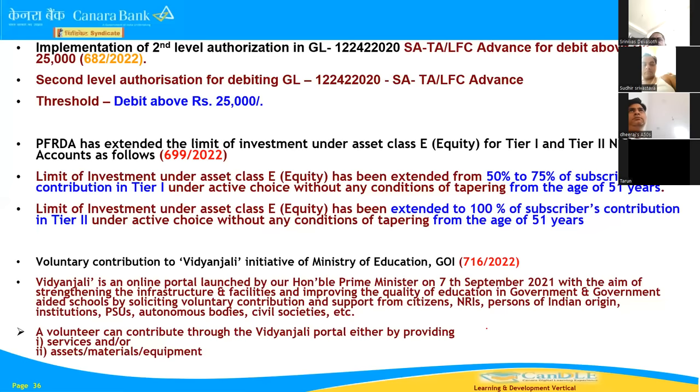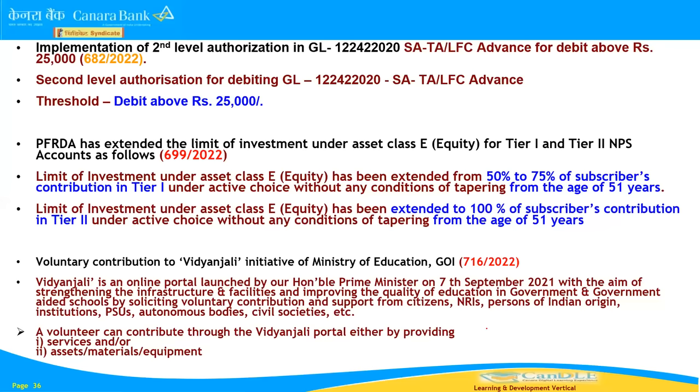If it is tier 1, they have extended the limit of investment from 50% to 75% of the subscriber's contribution under tier 1 under the active choice, without any conditions of tapering from the age of 51 years. From the age of 51 years, they can extend from 50% to 75% under tier 1. Under tier 2, they can extend up to 100%, but again, the age is above 51 years. These are the guidelines extending the limit of investment under tier 1 and tier 2 NPS.